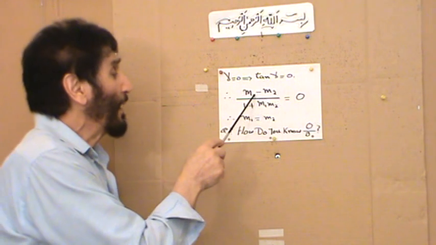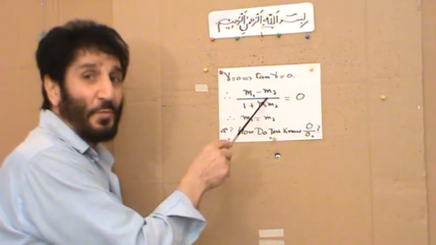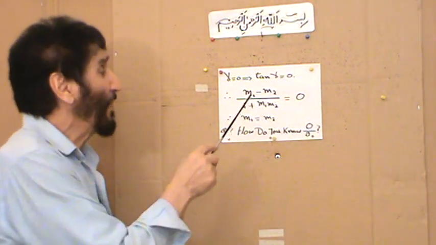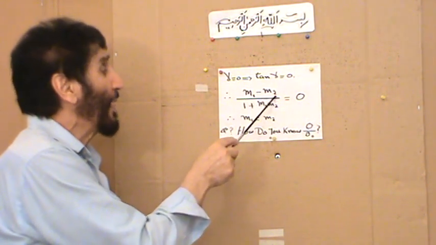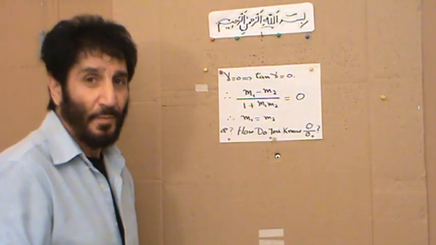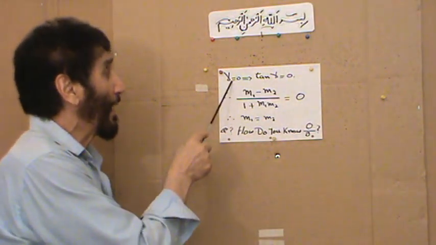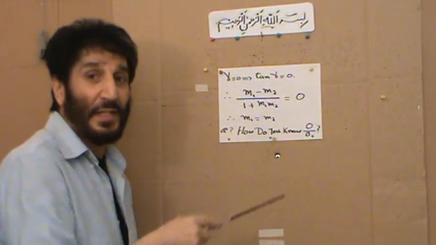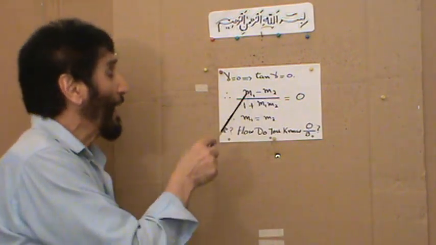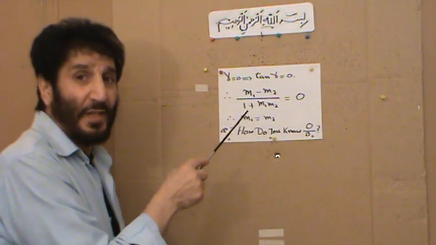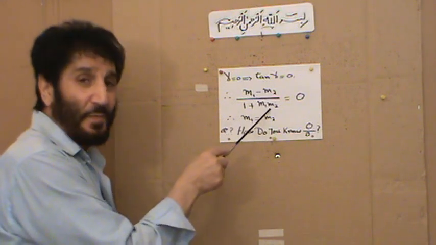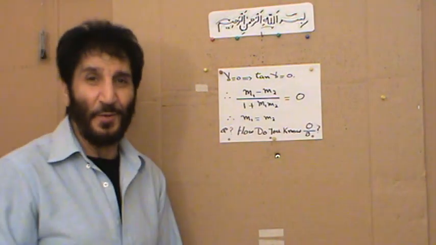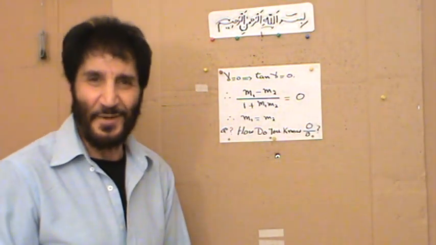Now, what happens if m1 and m2 are 0? What happens in that case? If m1 and m2 are 0, then the product is 0, but the 1 doesn't let the denominator become 0. Fantastic, huh?